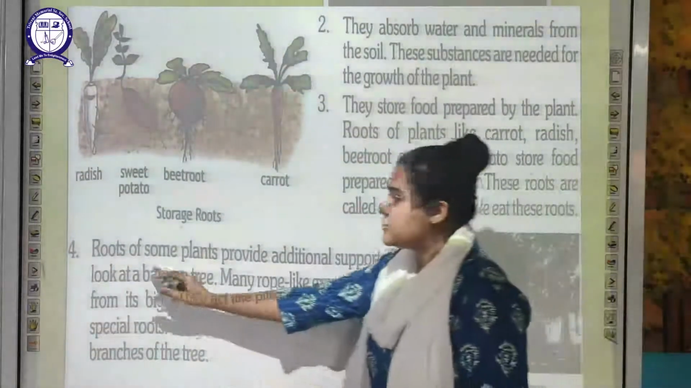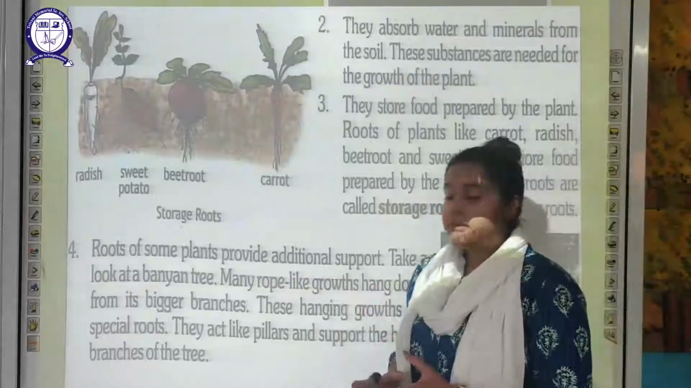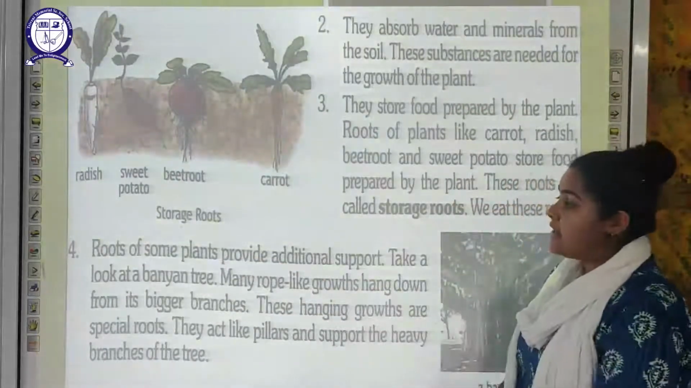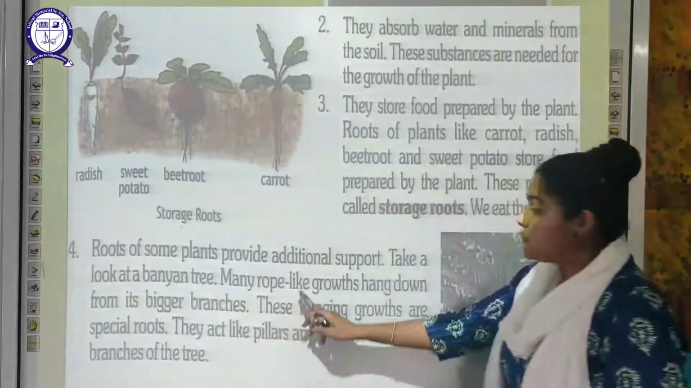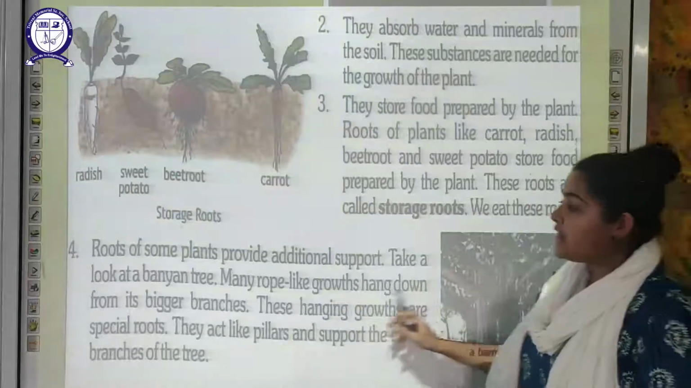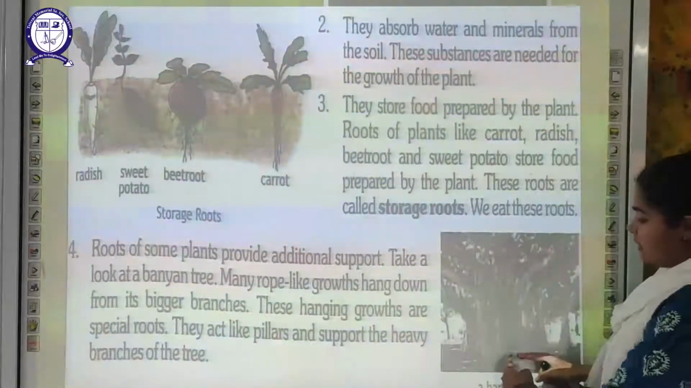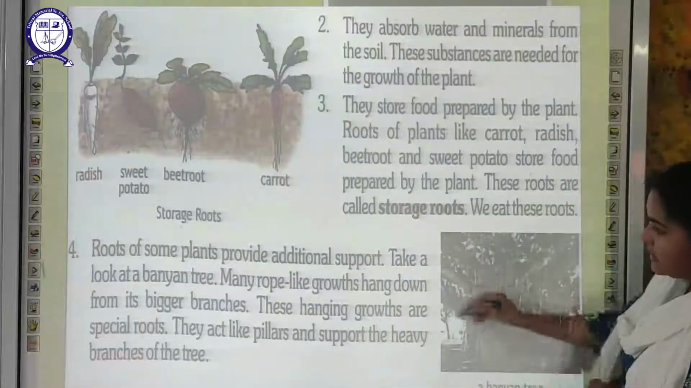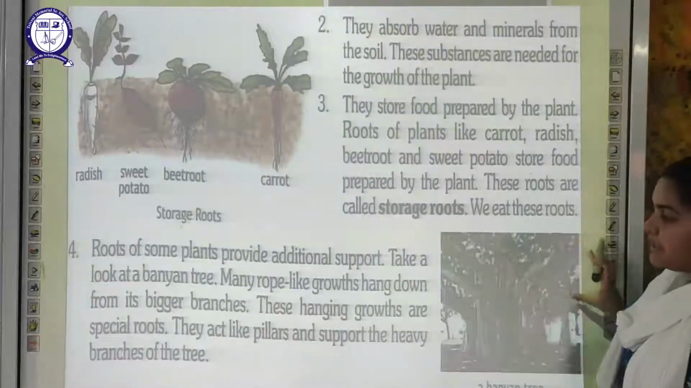Next is the last function: the roots of some plants provide additional support. There are certain plants whose roots provide additional support. Take a look at a banyan tree. You might have seen a banyan tree. Many rope-like growths hang down from its bigger branches. Here you can see in the diagram, this is a huge banyan tree, and the roots are coming from the downward direction. These are rope-like growths hanging downward from its bigger branches.